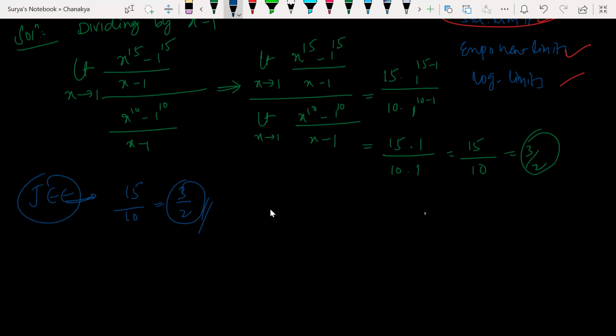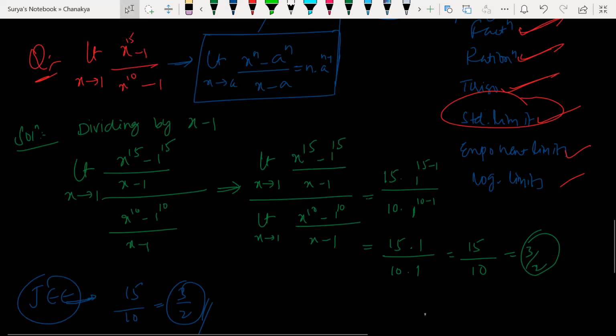Yes or no? The power of n value in the numerator divided by the n value in the denominator. Is it clear with everyone? Yes, sir.